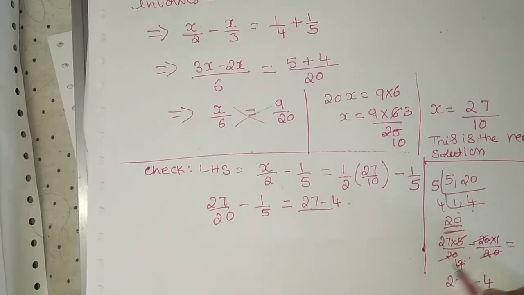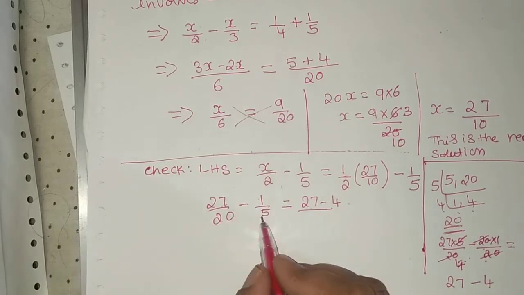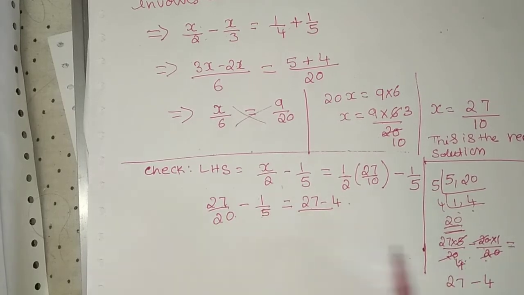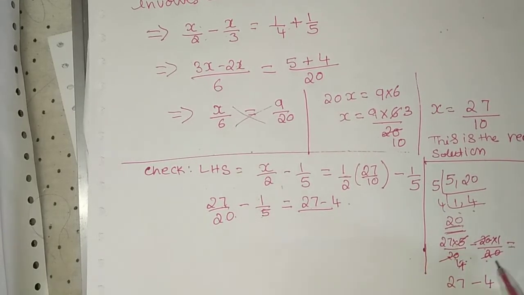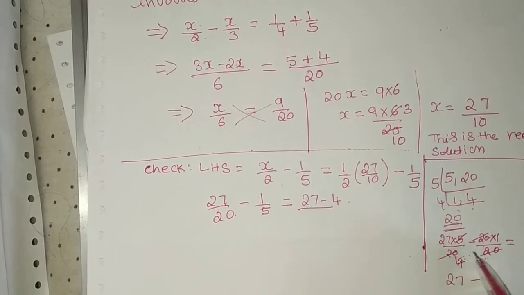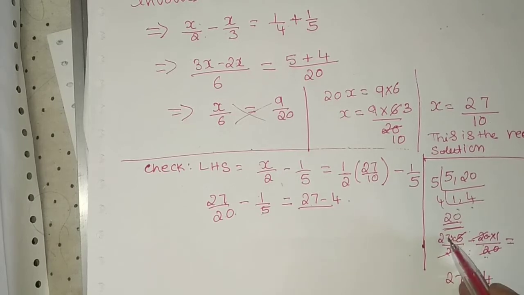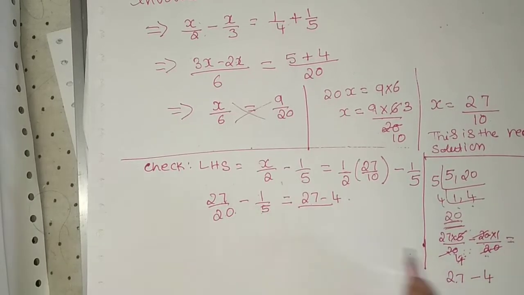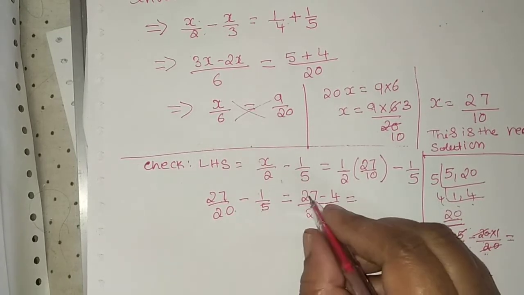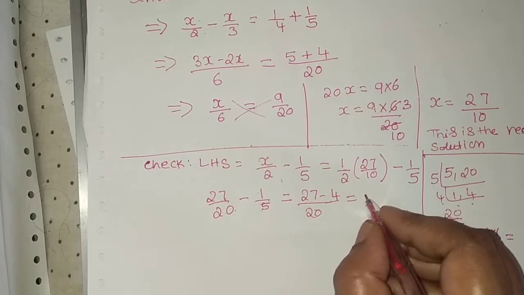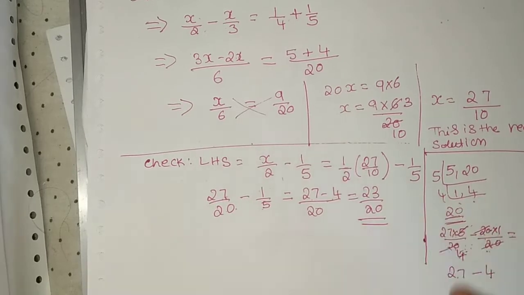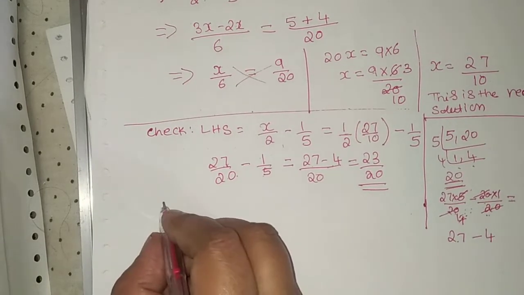How to get the numerator? This is the procedure: cross multiply these two, 27 into 5 by 20, this LCM, then cross multiply these two, 20 into 1 by the LCM, then simplify this, then again we get 27, and 4 here, by 20 which is the LCM. Simplify: 27 minus 4 is 23. 23 by 20 we got as LHS. So we move on to the next, that is RHS.